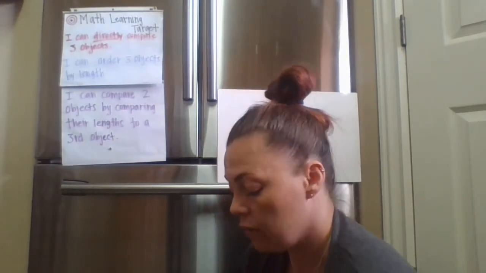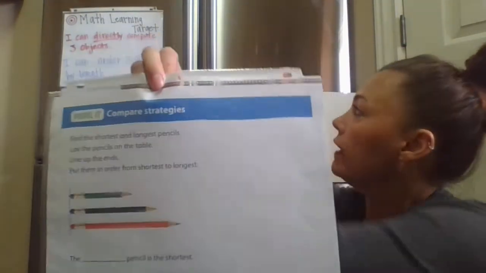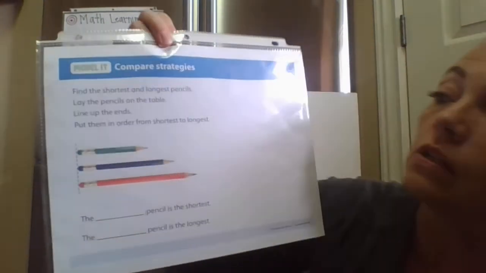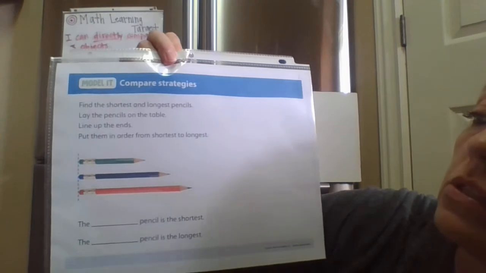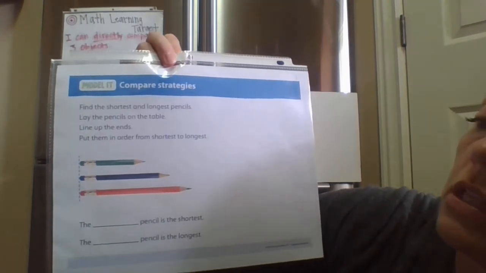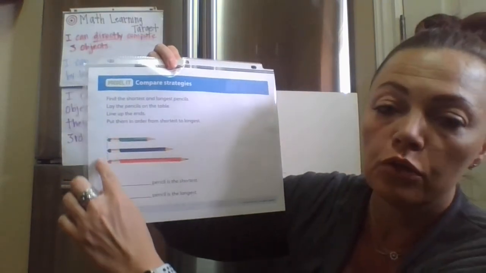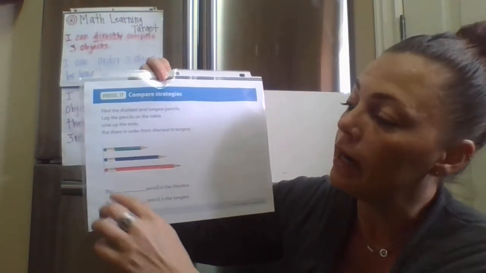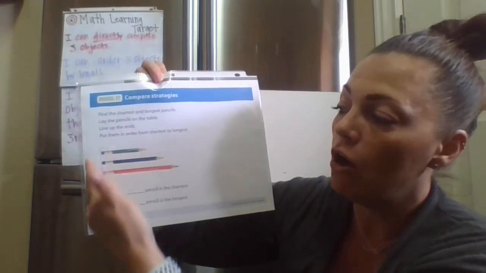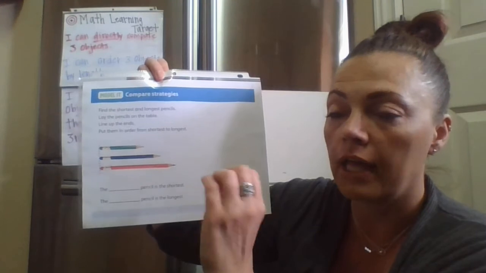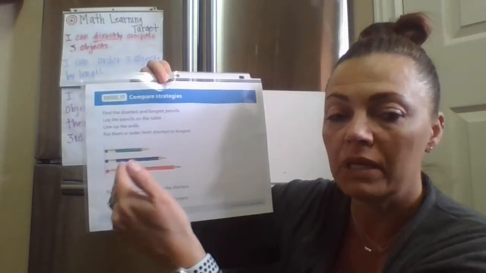Okay, so I printed out some practice problems and I'll show them to you here, and then I'll put them up there and we'll work them out. So this one says, find the shortest and longest pencils. Lay the pencils on the table. Line up the ends. Okay, so this is a huge, super important thing when you're comparing objects, is you have to have a starting line that you line all of the objects up on. Starting line is very important. That way you are comparing them from one beginning spot.